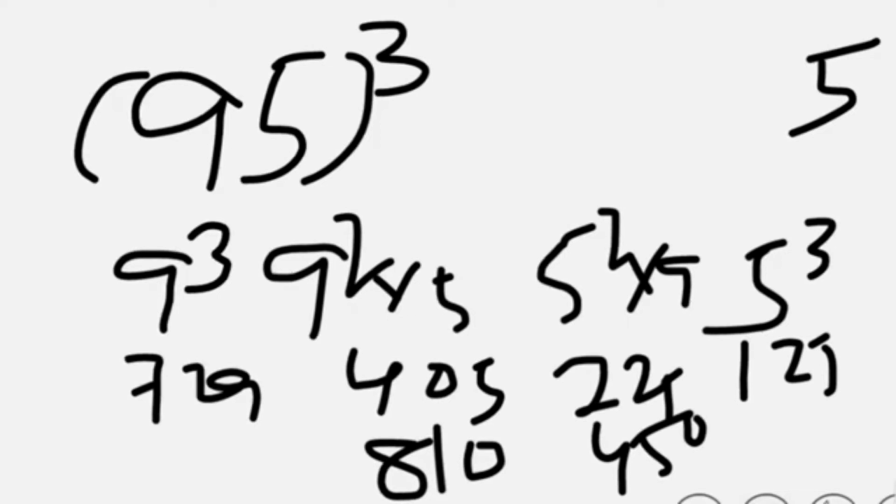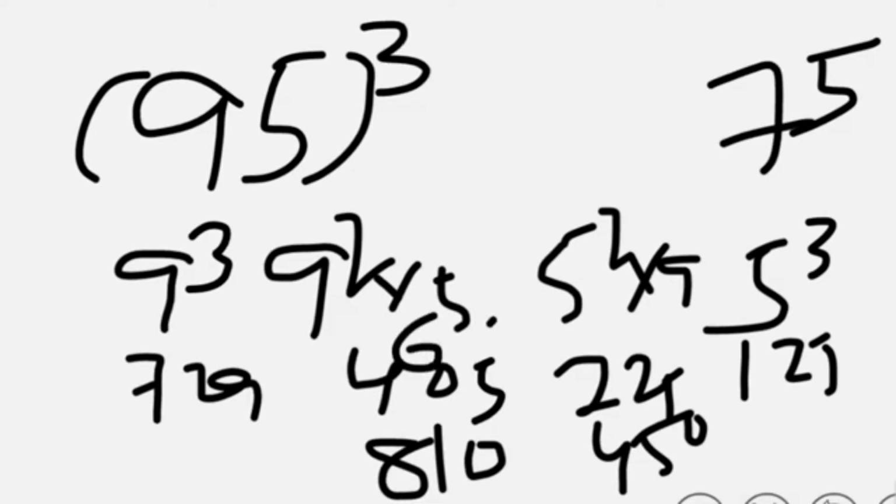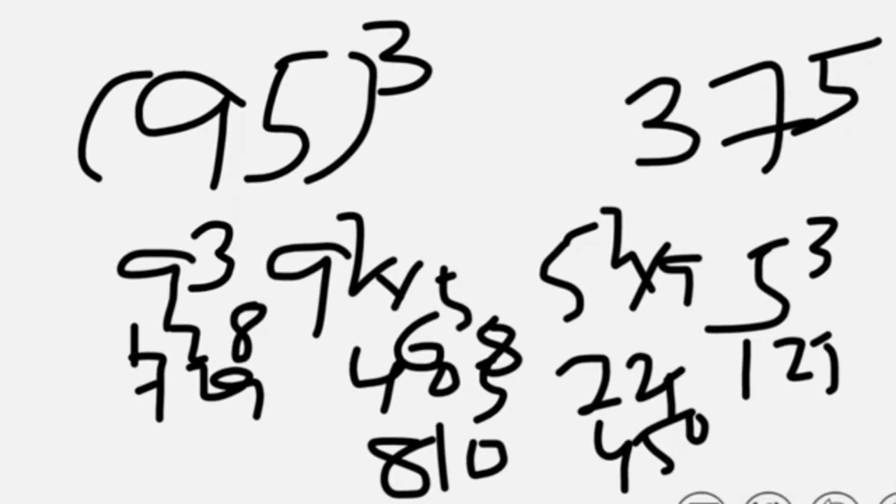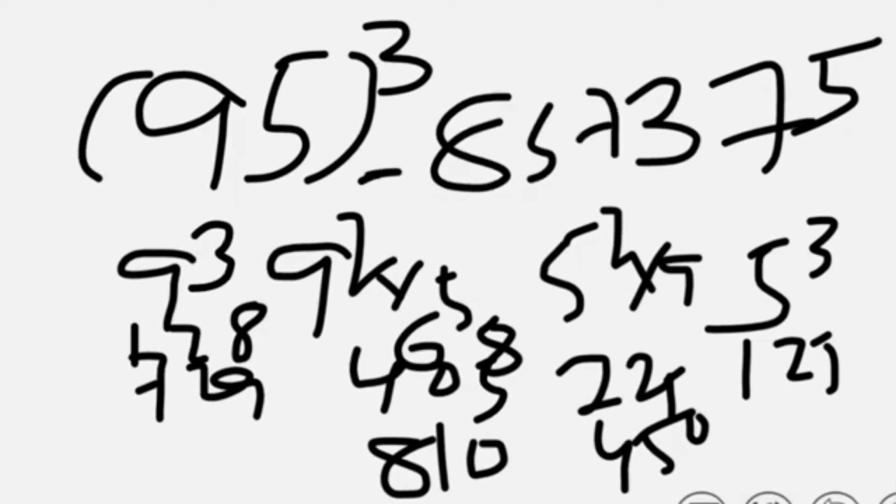Next, add 225 plus 450 plus 12, which is 687, so 7, and 68 is carried to the next number. So 68 plus 405 plus 810 would be 1283, so 3, and 128 is carried to the next number. So 729 plus 128 is 857. So 95 cube is 857375. Okay, so we have done 2-digit cubing.